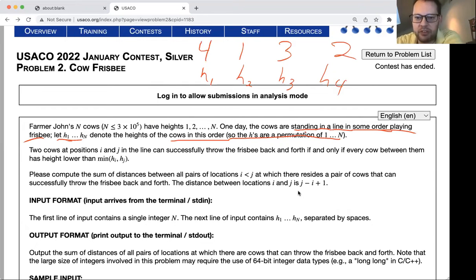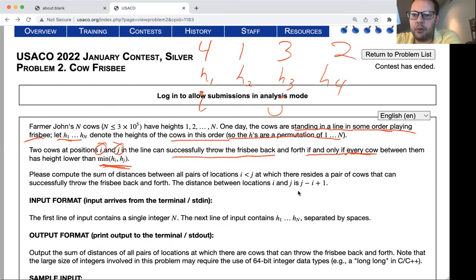Two cows at positions I and J, just meaning some position I and some position J in the line, can successfully throw a Frisbee back and forth if and only if every cow between them has a height lower than the min of HI and HJ. All right, let's pick that apart.